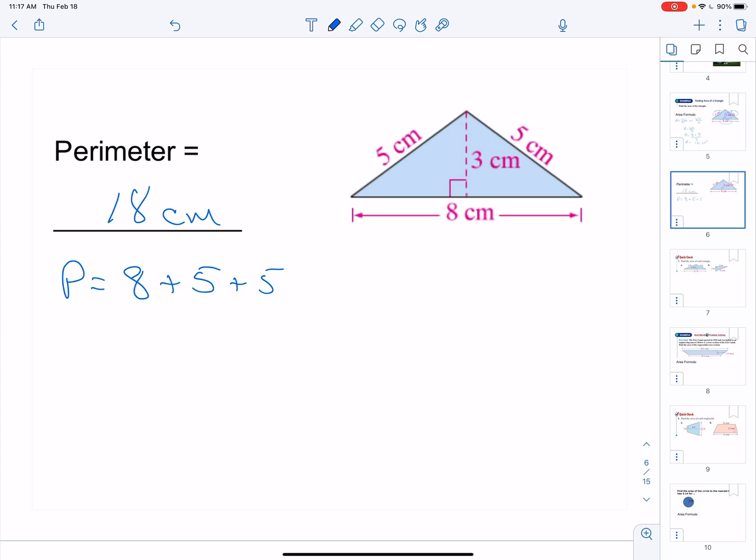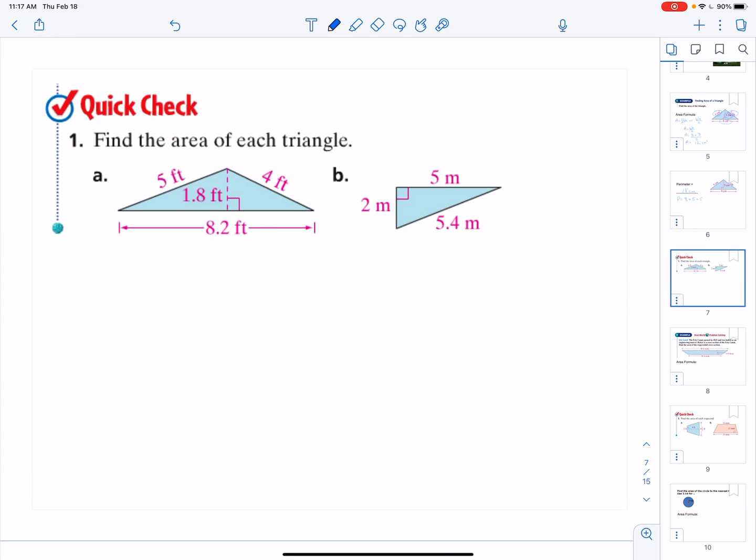So let's try one more just to be on the safe side. Okay, so here are 2 of them. Okay, so what I would like for you to do is pause the video just for a moment, find the area of one of them, and then turn the video on and I will go over both of those questions. Okay, so let's find out how you did.